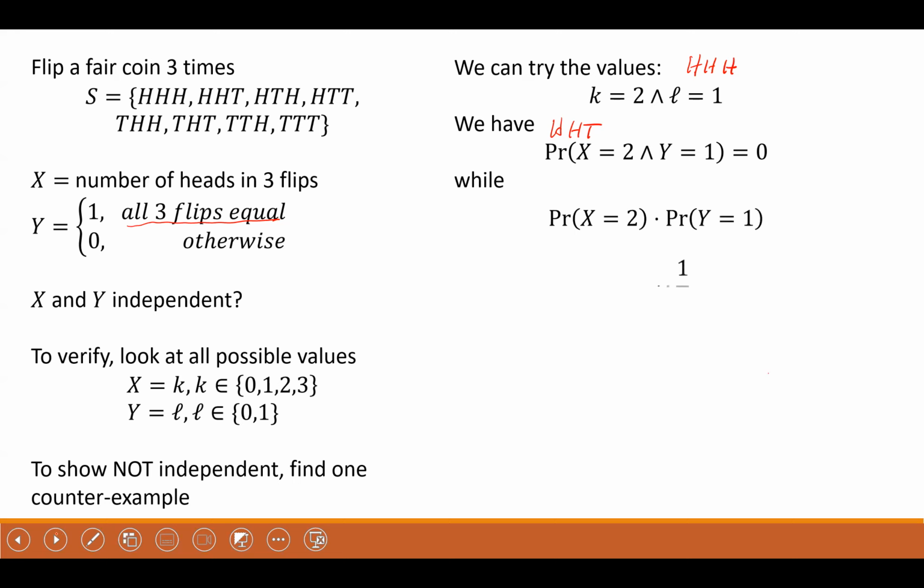Although, if I wanted to be complete, I could look at the probability of x equals 2 and y equals 1. Again, they're not empty. I know they're greater than 0. But yeah, for completeness, we can go through all of the steps. So x and y are not independent because I found a single counterexample. All right, questions? Okay.